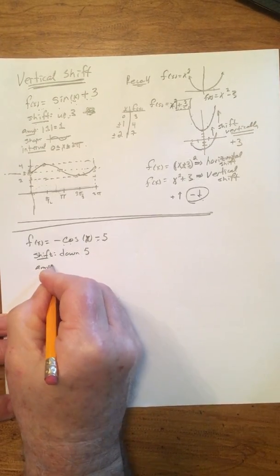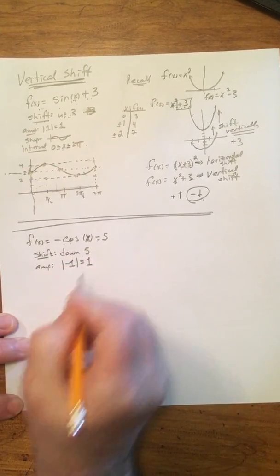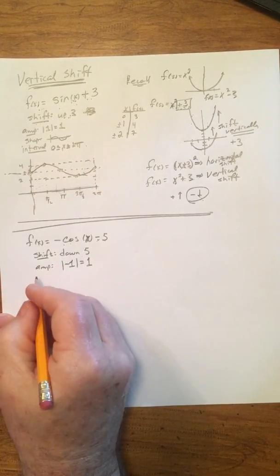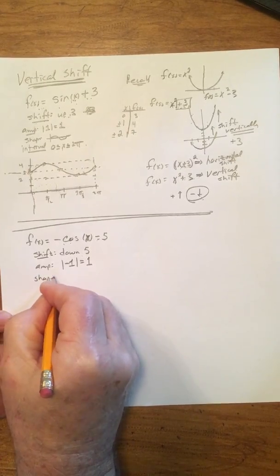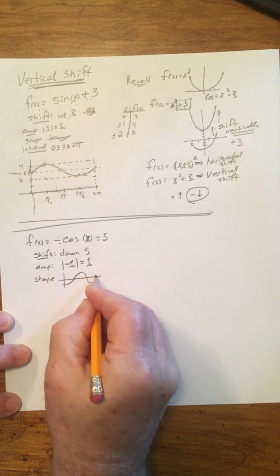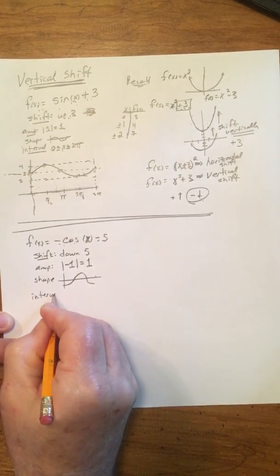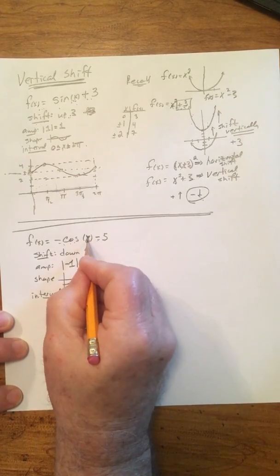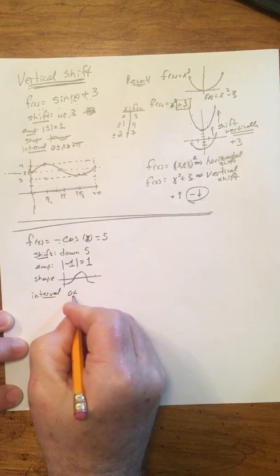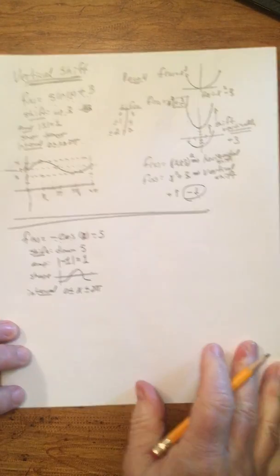The amplitude is the absolute value of negative 1, which is 1. All right. The shape, what's the shape? The shape is negative cosine. And the interval, well, the argument is just x by itself. And so the interval is the standard interval.